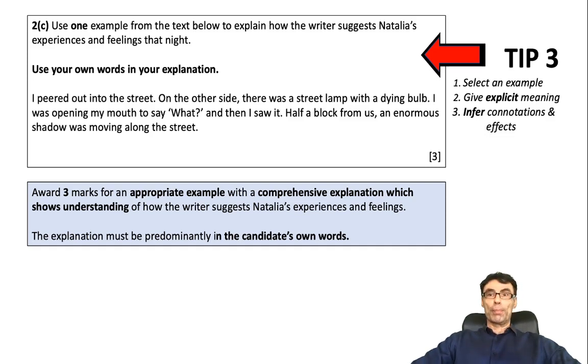Let's read the text. I peered out into the street. On the other side, there was a street lamp with a dying bulb. I was opening my mouth to say what? And then I saw it, half a block from us. An enormous shadow was moving along the street. Notice it doesn't tell you how Natalia feels. You're going to have to work that out. You're going to have to infer it from whatever example you choose.